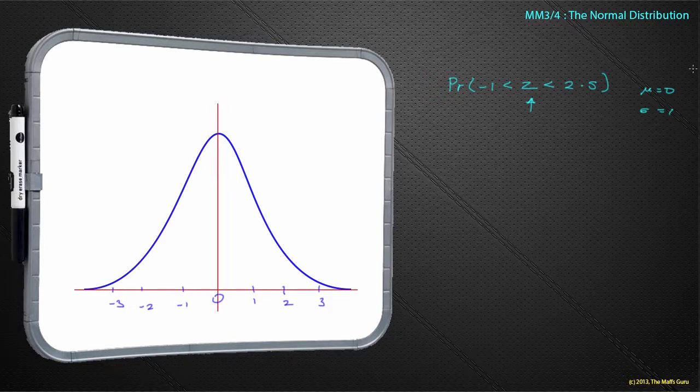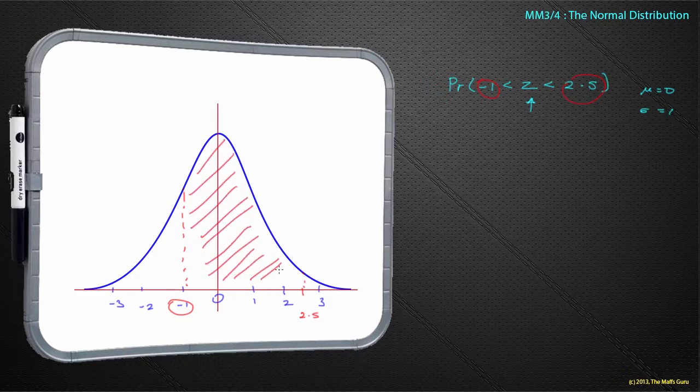And if we drill down a little bit more into this, well, we've got -1, and we know that -1 is this value here, and we've got 2.5, which I think is going to be pretty much somewhere here. And effectively, what that question is asking for is, if I was to draw a dotted line down here, and I was to draw a dotted line down here, it would want to know the area between each of those standardized scores. Wow, that's going to be an interesting one to try and work out.